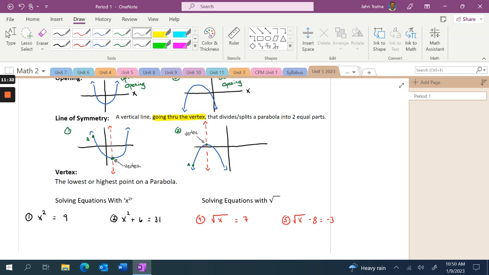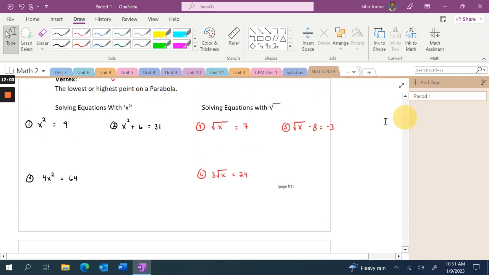And one thing that you'll need to remember is that the vertex is always on the line of symmetry, or the line of symmetry always goes through the vertex, always, okay? So the vertex of a parabola is going to be the lowest point if the parabola is opening upwards, or it's going to be the highest point if the parabola is opening downwards, okay? So there are some key definitions or key vocabulary words for you for parabolas.